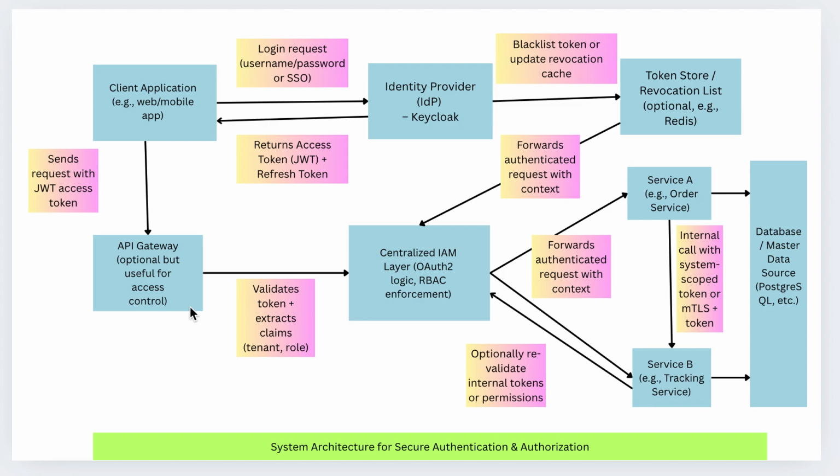Here we have the API gateway, the entry point for all external API requests. It handles rate limiting, JWT validation, routing, and request authentication. All client API calls first hit the API gateway, where we enforce authentication using the JWT.